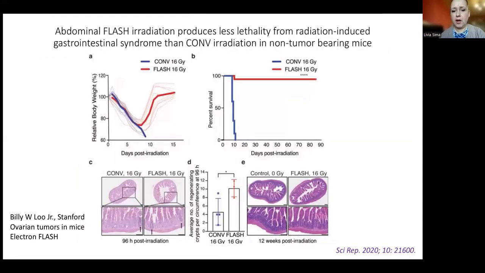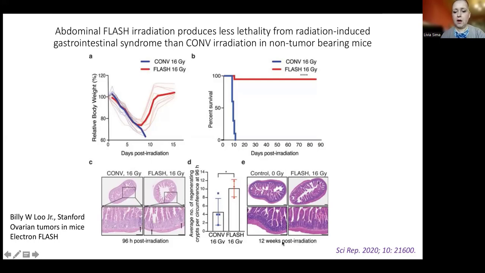Also, in ovarian cancer, we have an example where authors have used the flash and conventional similar dose of 16 gray to treat non-tumor bearing mice to show that this type of new radiation has the ability to spare the normal tissues from the killing effect of radiation. So we can observe here at the 96-hour post-radiation that the animals that were subjected to flash radiation have the capacity to regenerate their intestinal tissue, while those that have been subjected to conventional radiation have a difficulty to regenerate the cells.